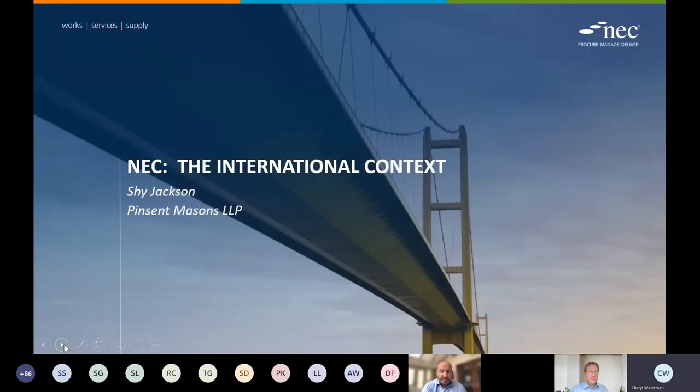I'm now going to hand over to Shai Jackson, who is going to present on the international application of NEC. Shai Jackson may be familiar to many of you. He's a partner with Pinsent Masons. Shai's practice covers project advice and dispute resolution, and he's advised on UK and international infrastructure projects under various standard forms of construction contracts, including, of course, the NEC. He's acted in court proceedings, adjudication, arbitration, as well as ADR.